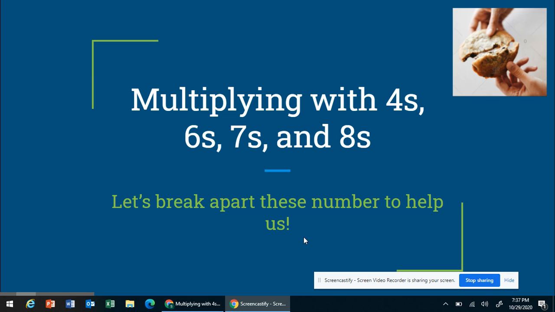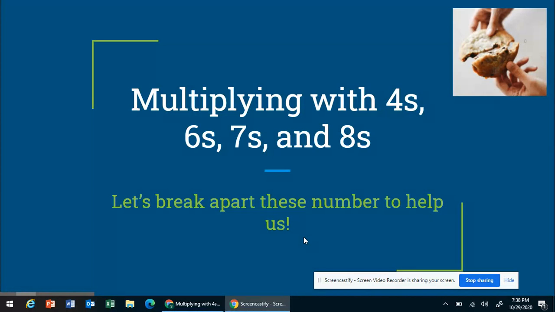So today we are going to be doing exactly what the screen says. We are going to learn how to multiply using the factor of 4, 6, 7, and 8 really efficiently. And we are going to do that by learning how to break apart these numbers into the easiest ways.